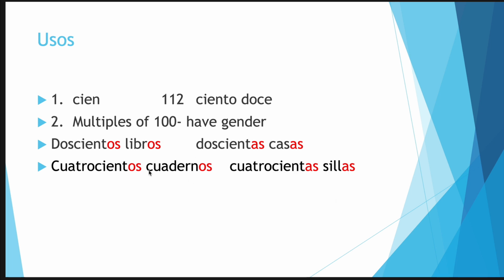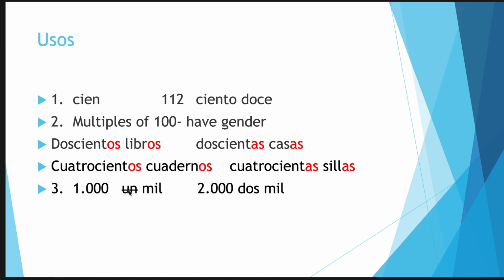So this gender thing only happens with the multiples of 100 and the number 1. So uno becomes un libro, una casa. But it doesn't do that for all the other numbers. It's only for the multiples of 100. So if you want to say 4 books and 4 houses, cuatro remains the same. 4 libros, 4 casas. The gender thing only happens with the multiples of 100 and number 1.